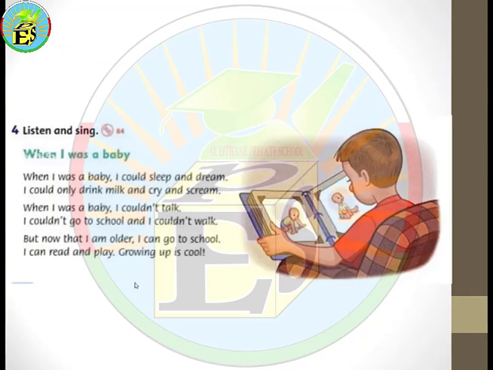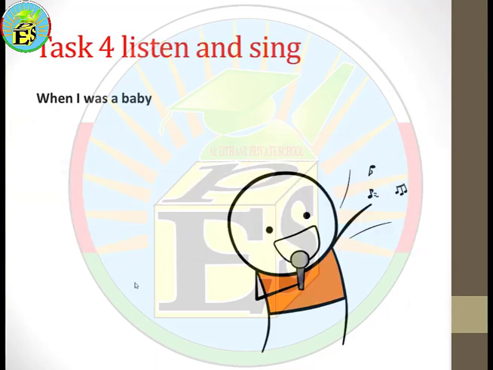Okay, so now we will move to task number 4, which is listen and sing. And the name of this song is When I Was a Baby. I would like you to listen carefully and enjoy it.